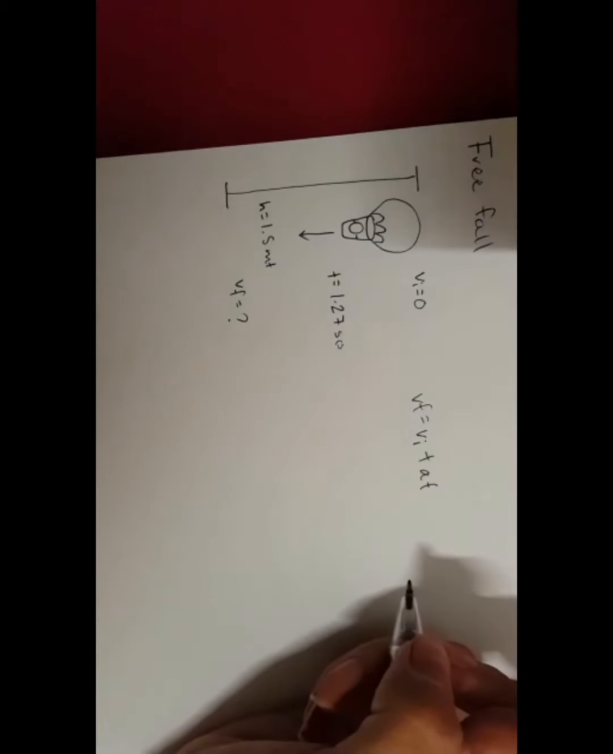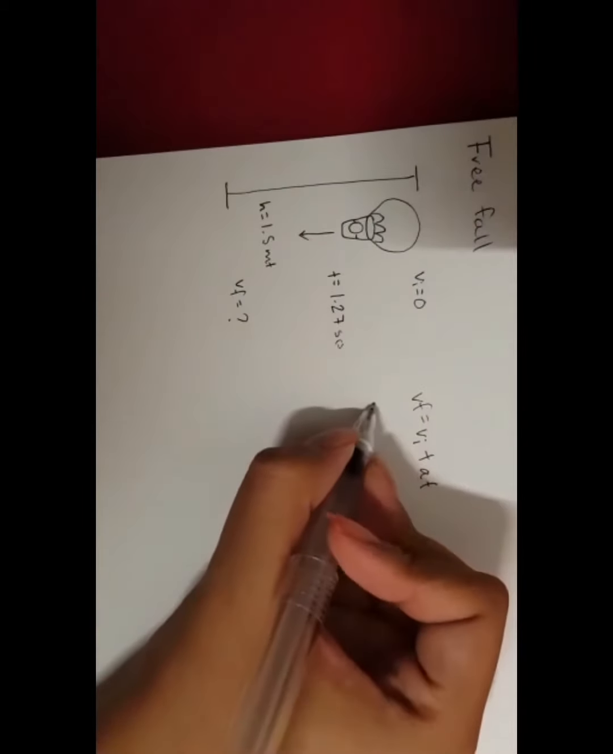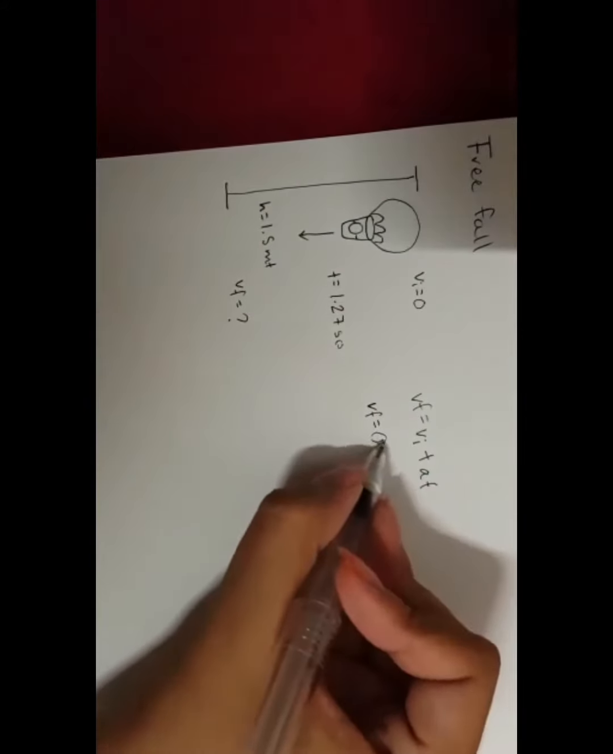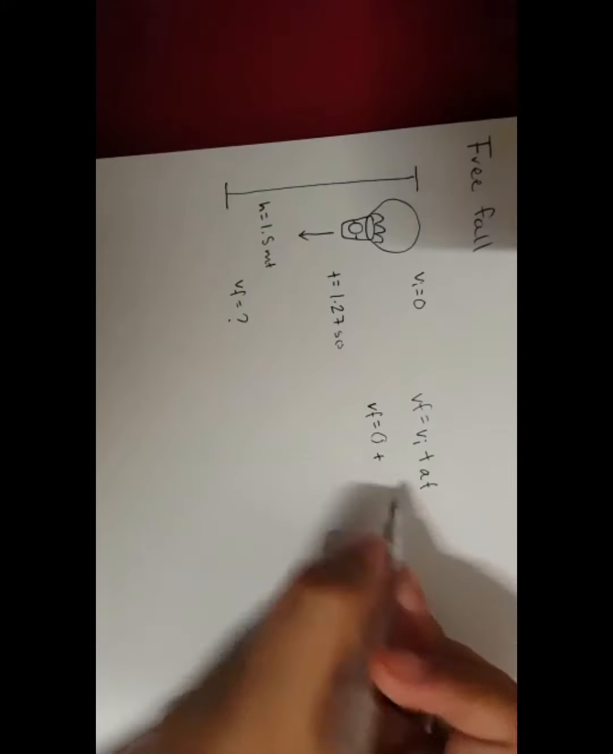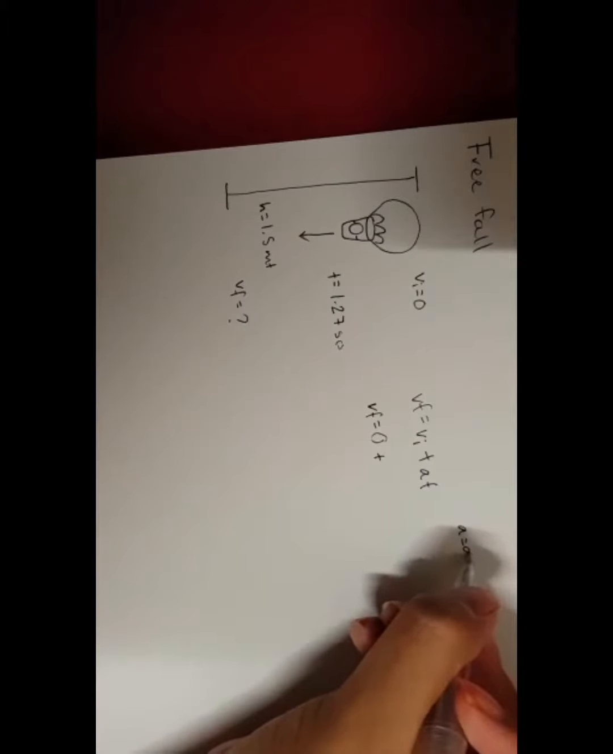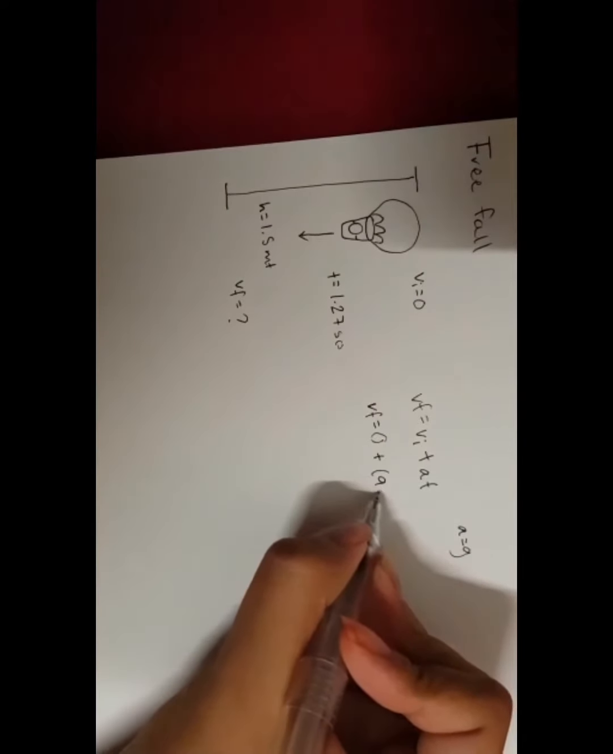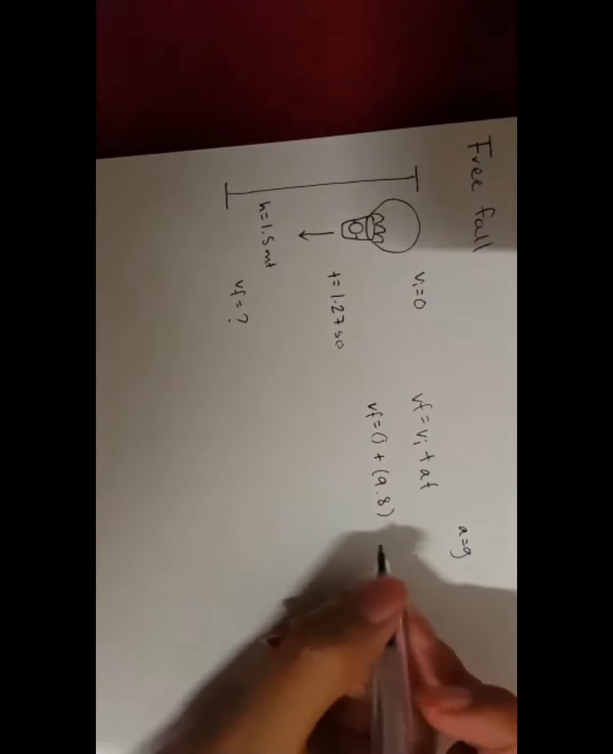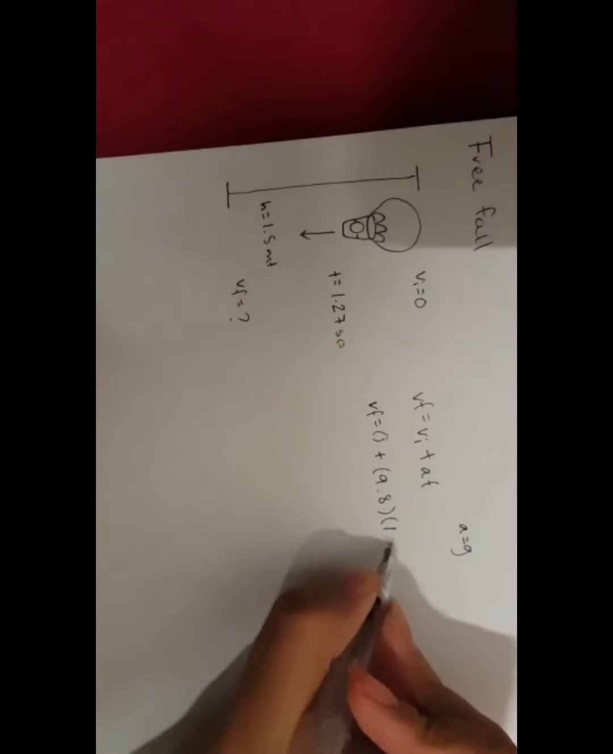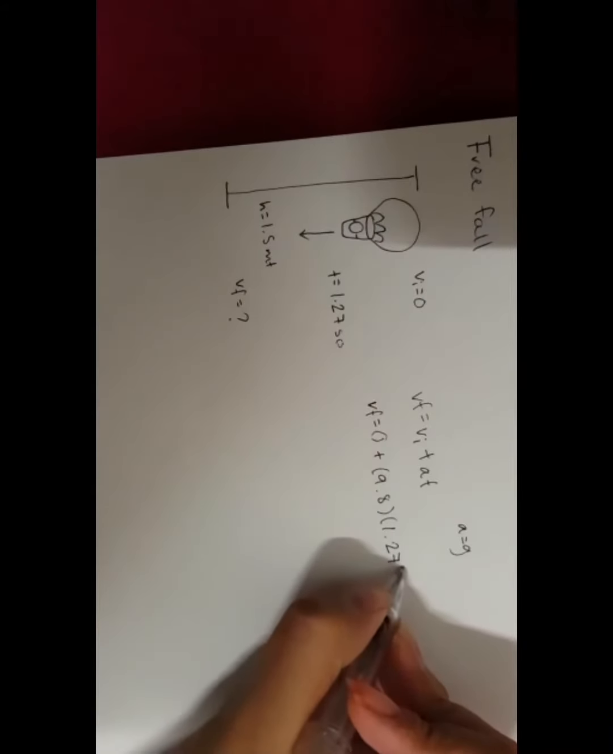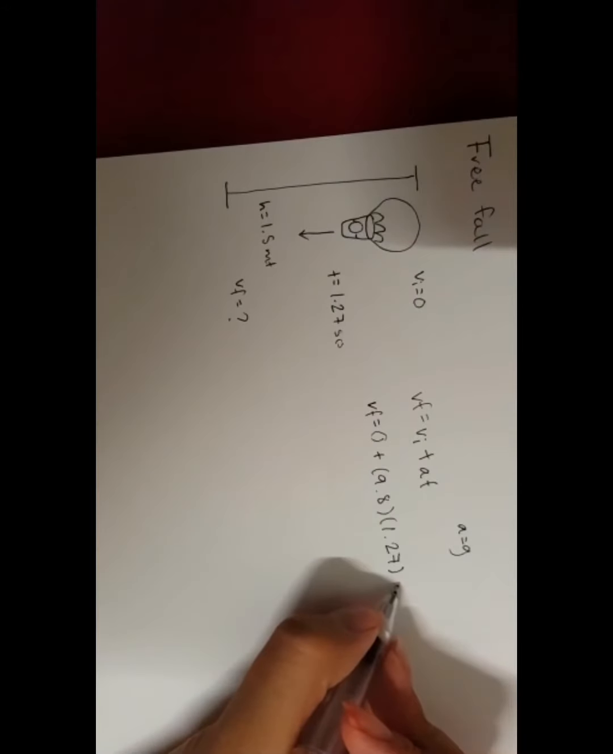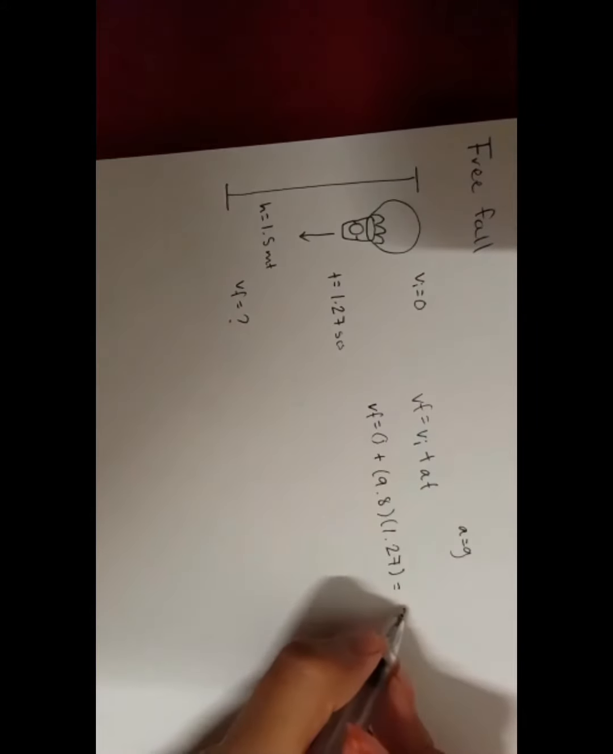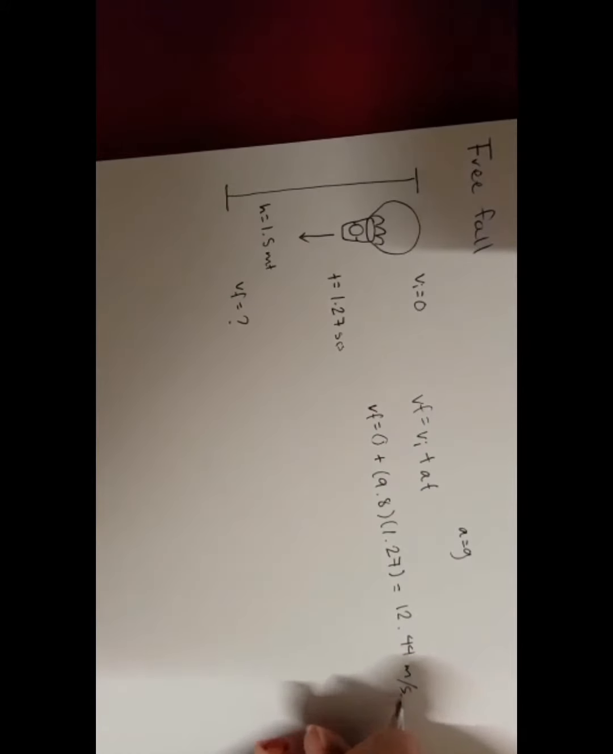Now we have to substitute with the values that we have. So final velocity is equal to initial velocity, which is 0, plus acceleration. Acceleration is equal to gravity, so it is 9.8 meters per second times the time, which is 1.27 seconds, and the result for that is equal to 12.44 meters per second.